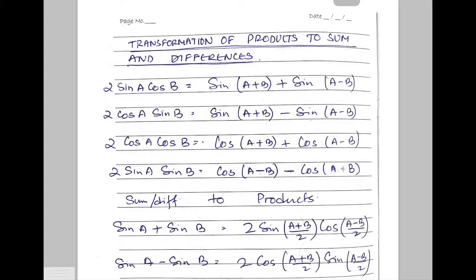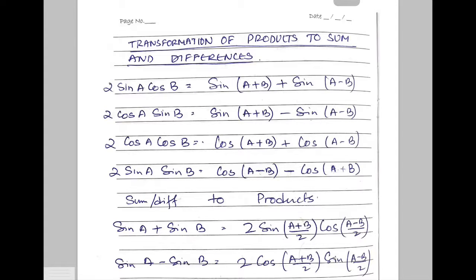In the last class, we've discussed compound angles. Before that, we've also discussed quadrant rules. These are a few topics in trigonometry. Now we'll go to another topic, that will be transformation of products to sums and differences and vice versa, both. Also from sums and differences to products also, correct?